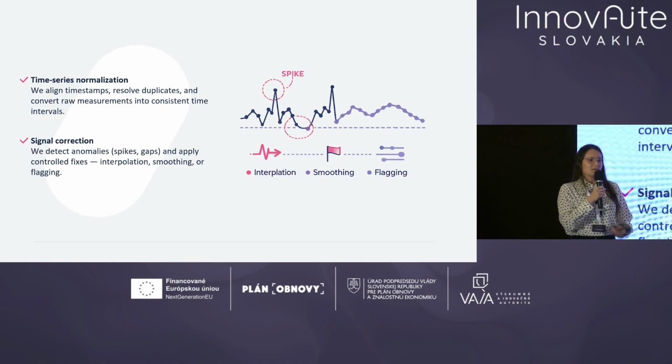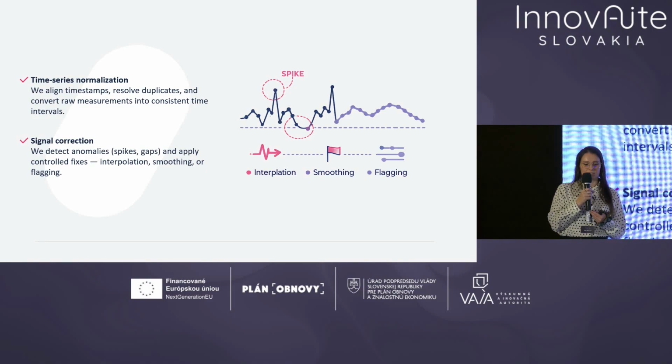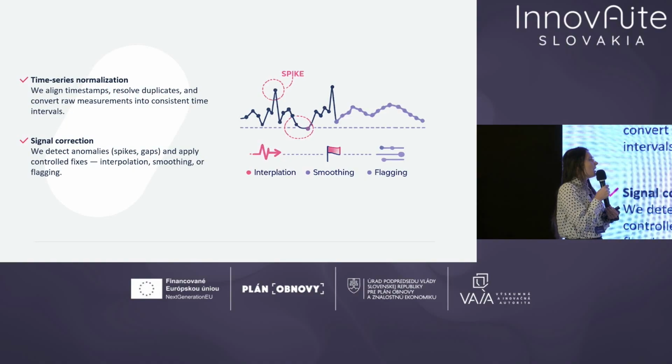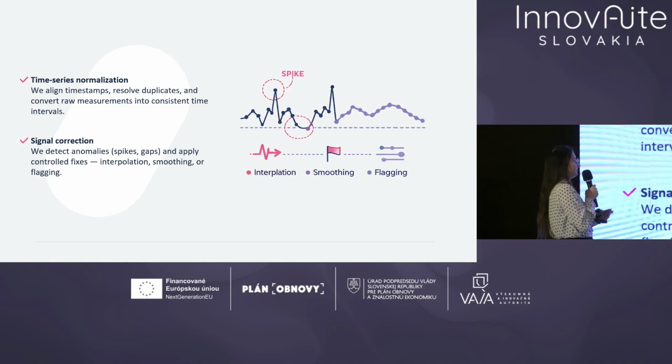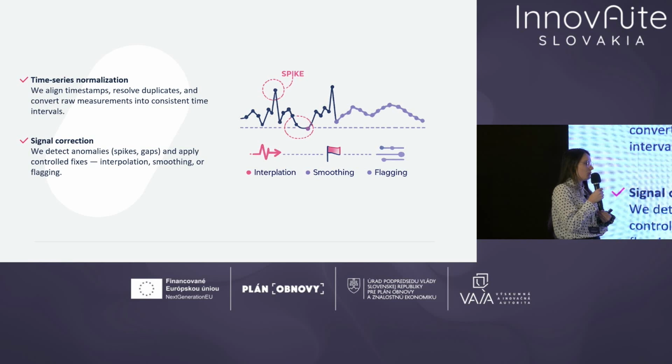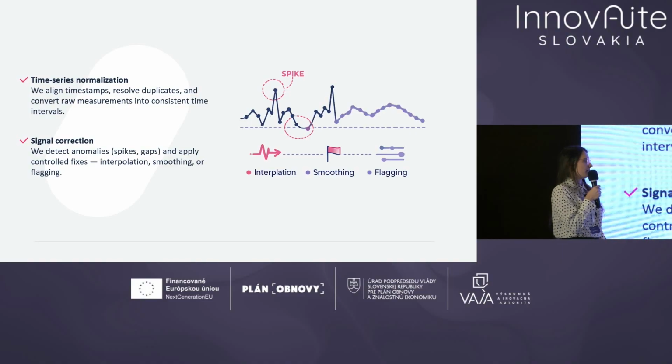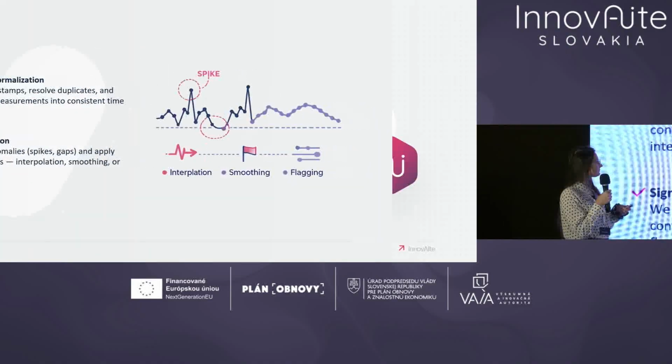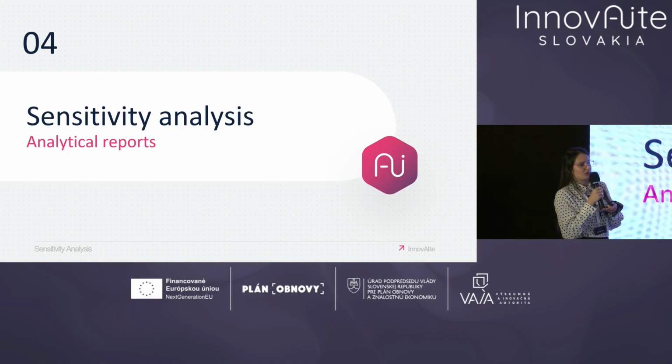We do it in 2 layers. The first layer is time series normalization. We are trying to align the time steps. We are trying to remove the gaps. We want to have aligned timestamps, basically. The second step is signal correction, and we do interpolation or smoothing, and this is how we deal with the spikes.